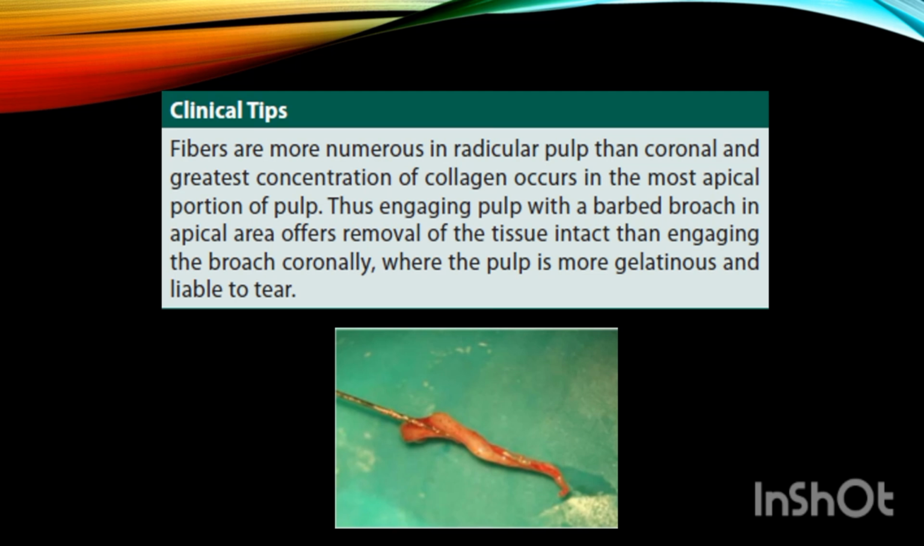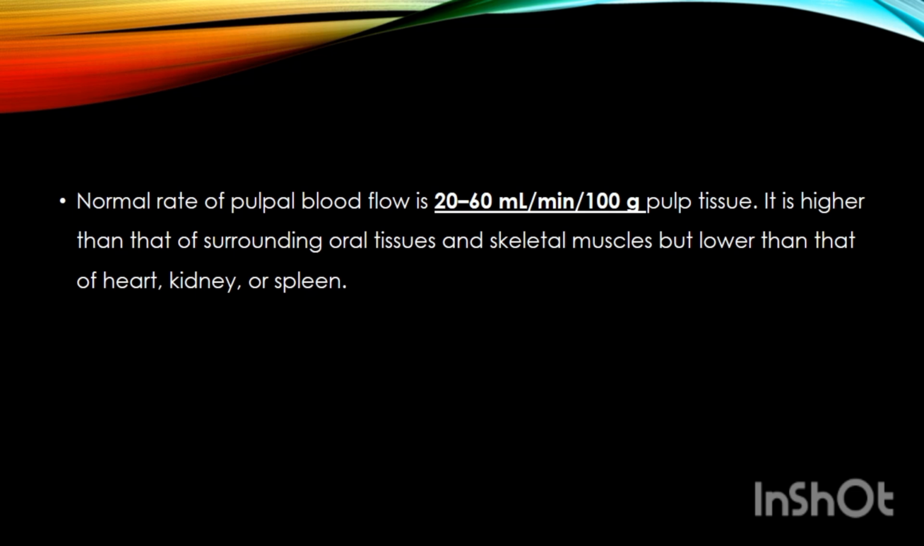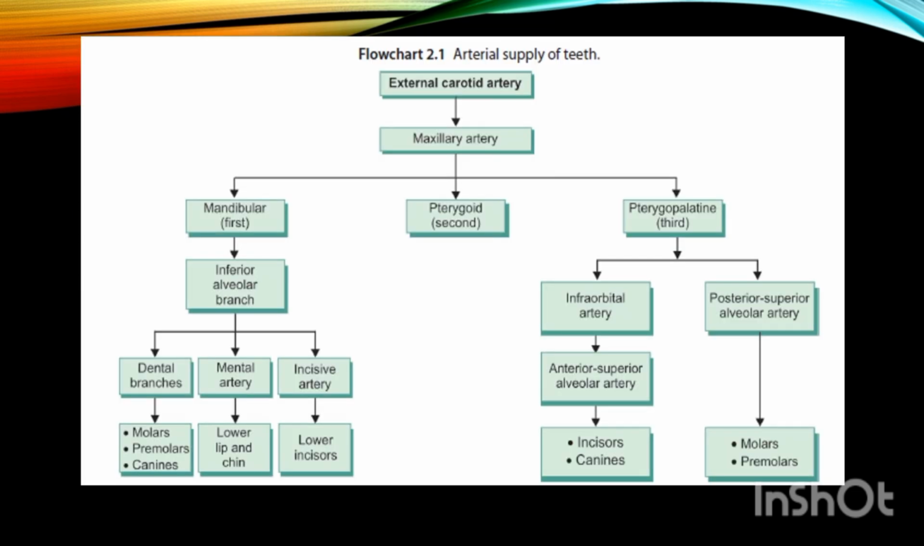Now, what is the significance of knowing these fibers? The basic information is that there are more fibers present in the radicular pulp. So because of this, when you engage the pulp with a barbed broach in the apical area, it is very easy to remove the tissue intact. In one go, you can remove the entire pulp, and at the same time, there is a higher chance of tearing the pulp.